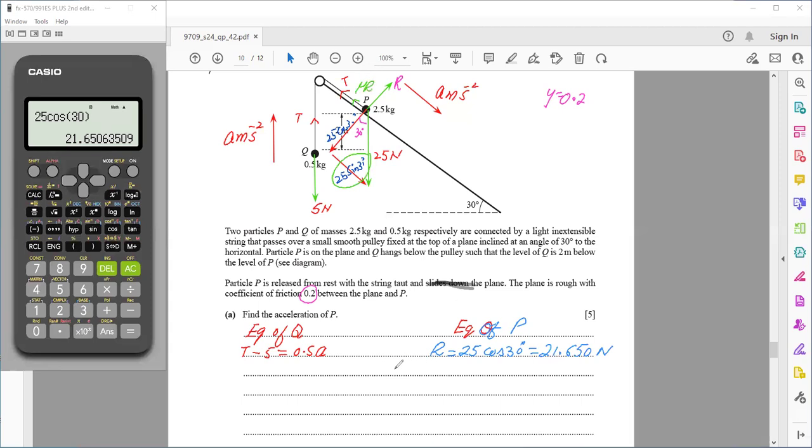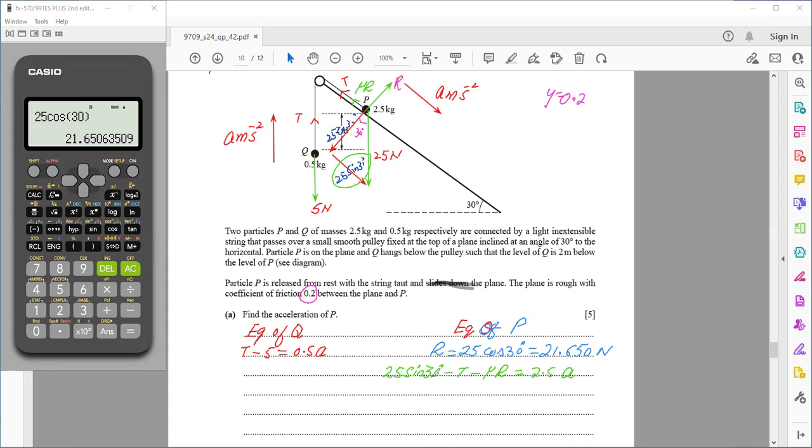Why mu R? Because the particle is moving downwards. So the first force is 25 sine of 30 degrees, that is the forward force, minus T, backward force, minus mu R, mu times R, is equal to MA. 2.5 is the mass of the particle P, and the acceleration is common, that is A over here.